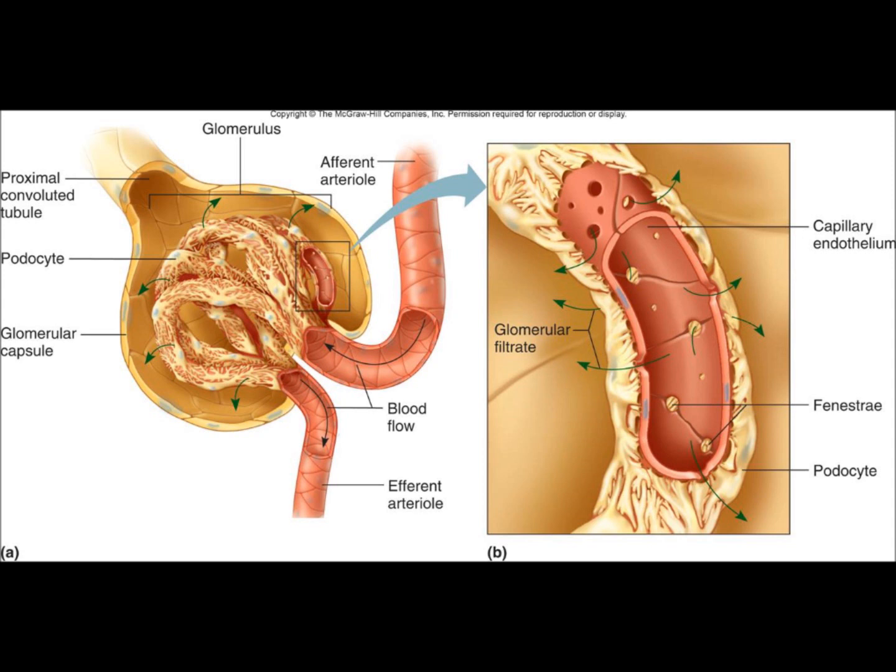Urine formation starts in the glomerulus with glomerular filtration. This filters water and some small dissolved molecules and ions out of the plasma. It cannot filter larger molecules like proteins because of their size. The particles are filtered through many tiny holes in the capillaries called fenestrae, as seen in the picture.